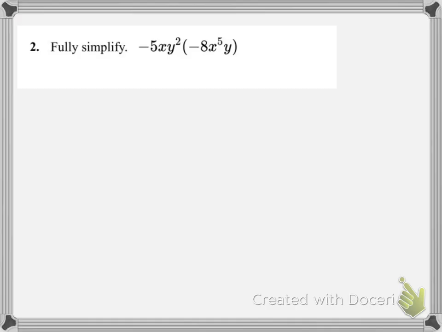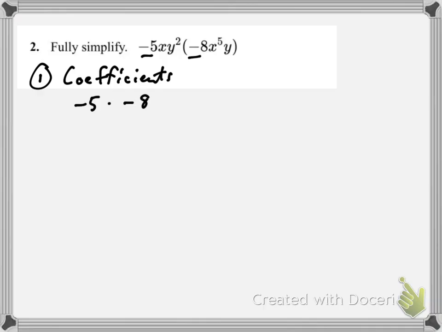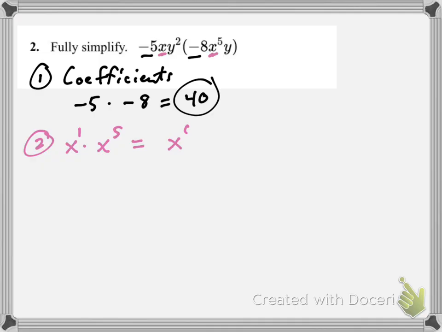Okay, same thing here. Number 1, coefficients. So we're talking about the numbers in front. So I've got -5 times -8. Well, -5 times -8 is +40. All right. Second, x's. So I've got x here, x to the fifth here. So x times x to the fifth. Again, x, there's no exponent. We assume it's a 1. So we're multiplying, so we add the two exponents together. 1 plus 5 is 6.